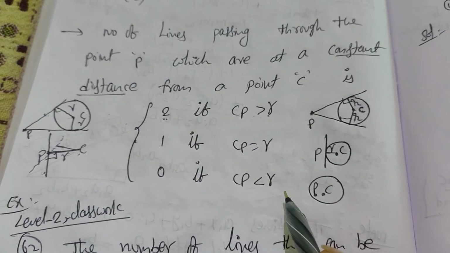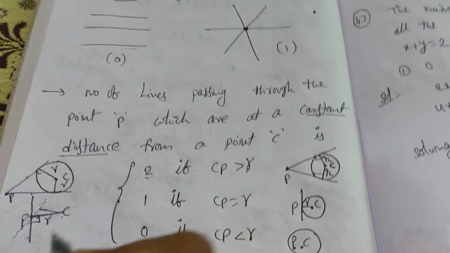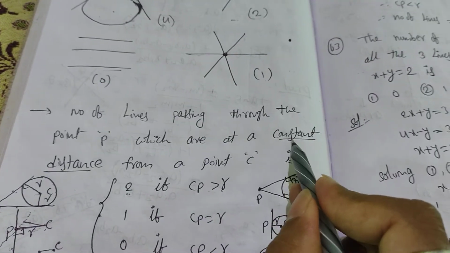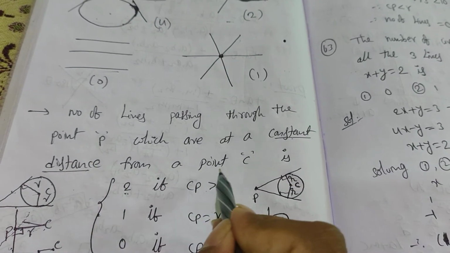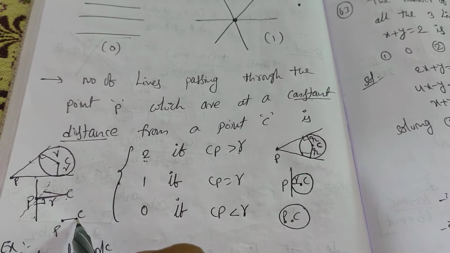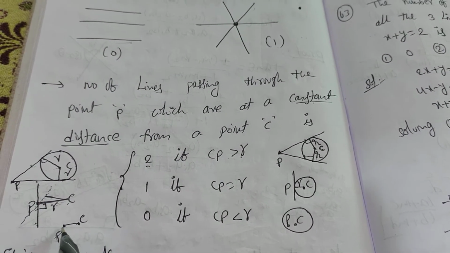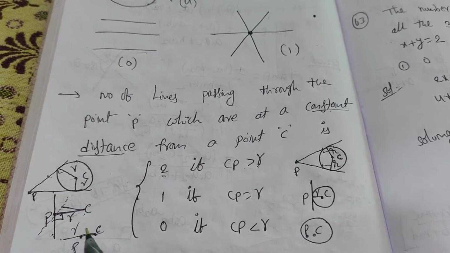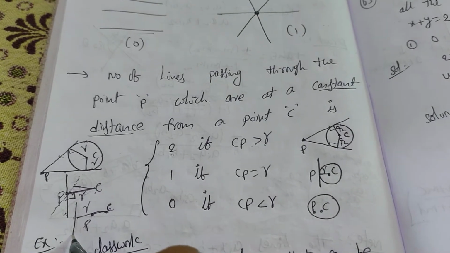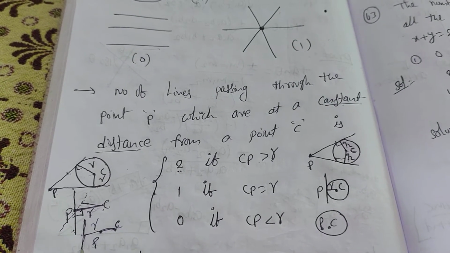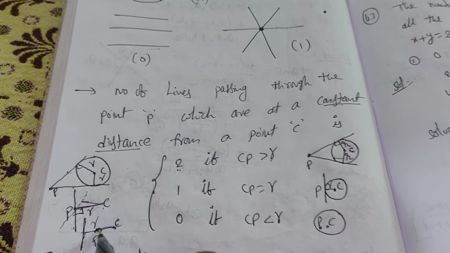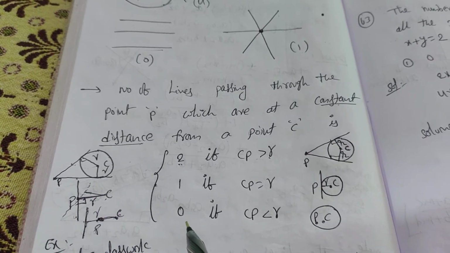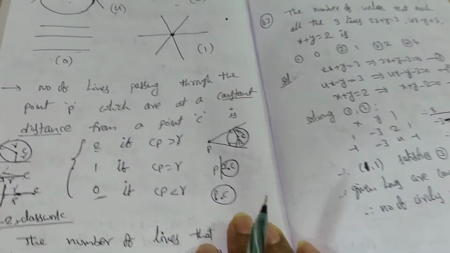Next, if CP is less than R, how many lines can we draw? Suppose C is here and P is here, and the CP length is less than the given constant distance. Because CP is not greater than or equal to R, R will be more than CP. So our line, at R units distance from C, will never pass through this point P. That means we cannot draw such a line when CP is less than R, so zero lines. This is the concept we have to remember.